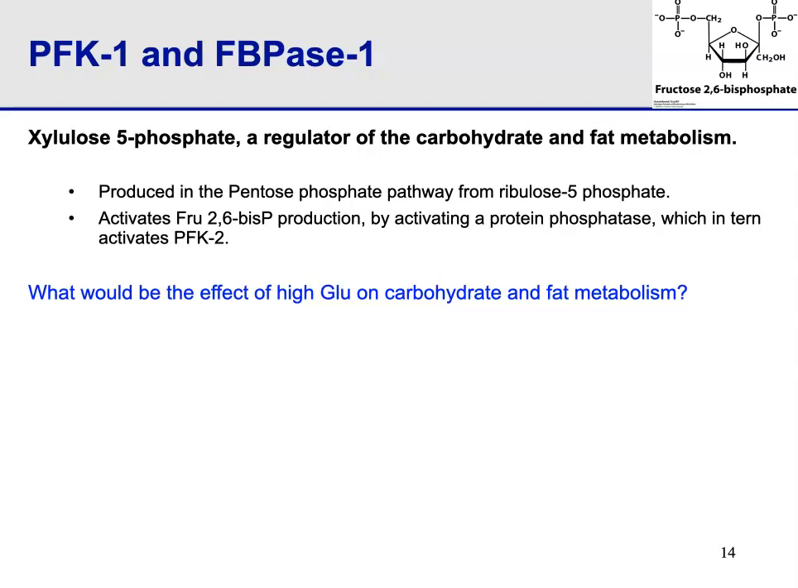When you have an excess consumption of carbohydrates or glucose, the metabolism supports the storage of that energy, the storage of that glucose in the form of fatty acids by converting it to acetyl-CoA, and the pentose phosphate pathway provides the necessary NADPH that is needed for the production of fatty acids.